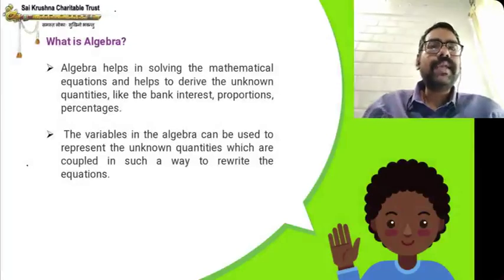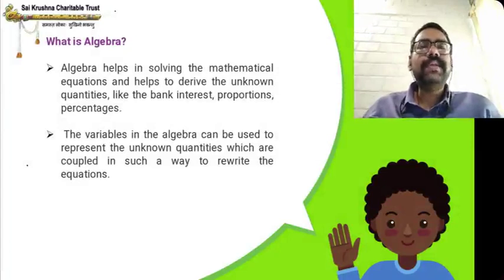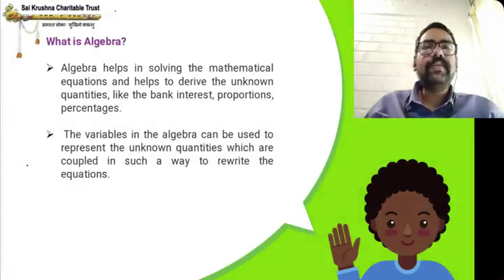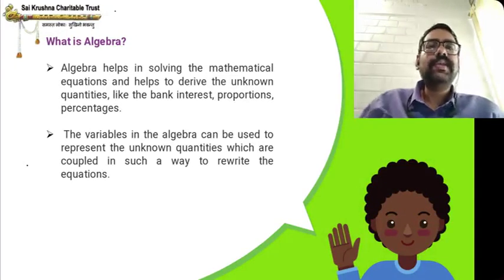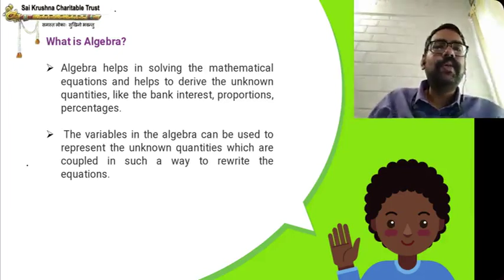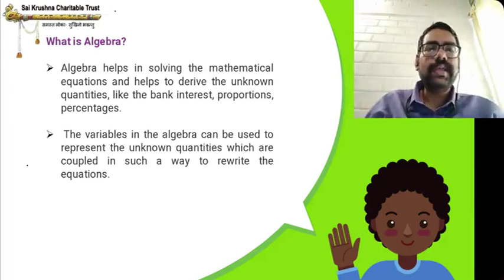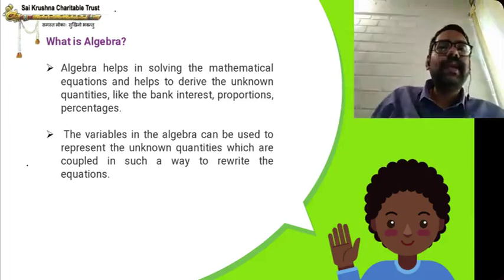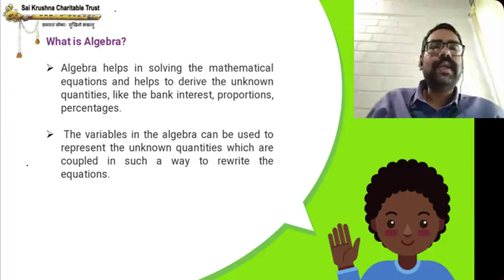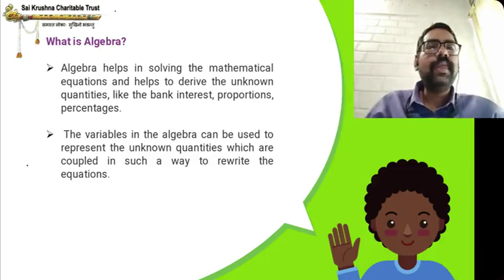Now, what is algebra? Algebra helps in solving mathematical equations and helps to derive unknown quantities like bank interest, proportions, and percentages. The variables in algebra can be used to represent unknown quantities which are coupled in such a way as to rewrite the equations.